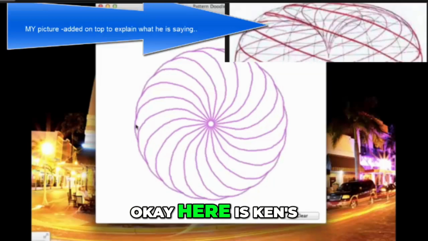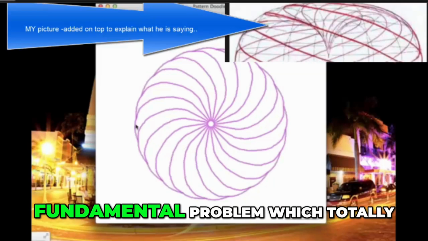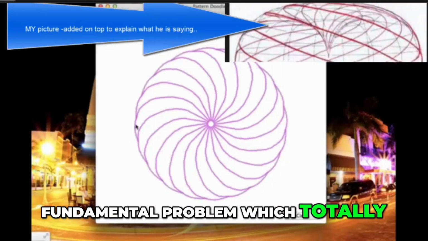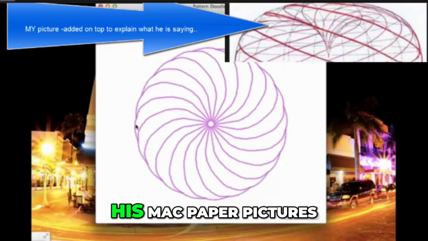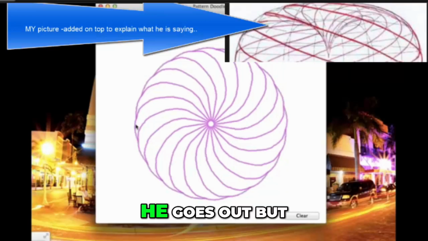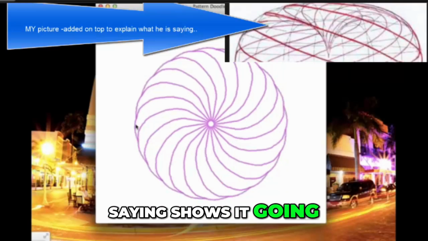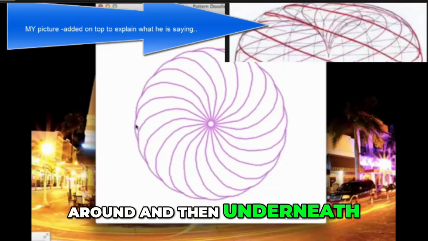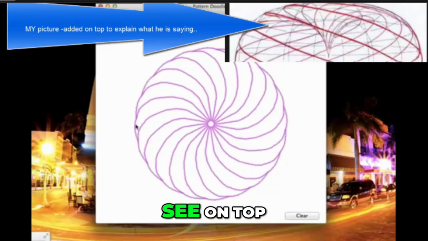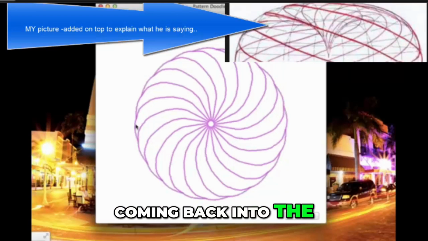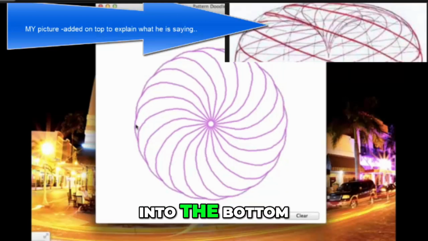Okay, here is Ken's fundamental problem, which totally contradicts his explanation of his mag paper pictures. He goes out, but as we can see at the top picture, my picture added on top to explain what he's saying shows it going around and then underneath. So all we would see on top is this picture. You would not see it coming back in because it is not coming back into the top. It is going into the bottom.